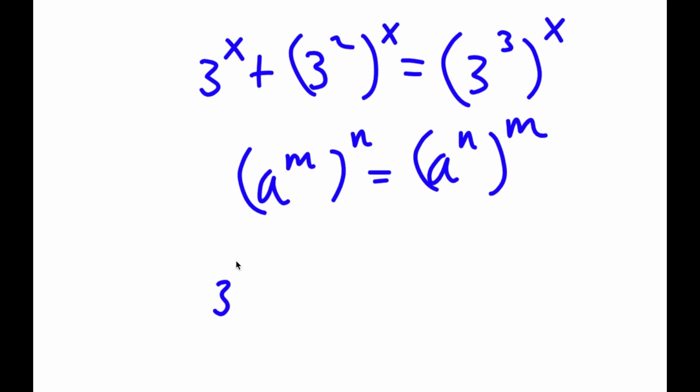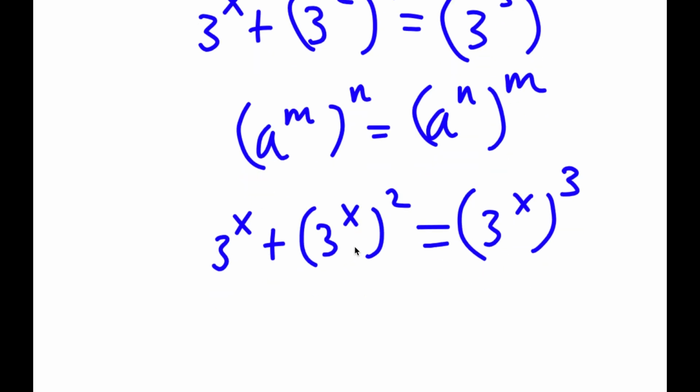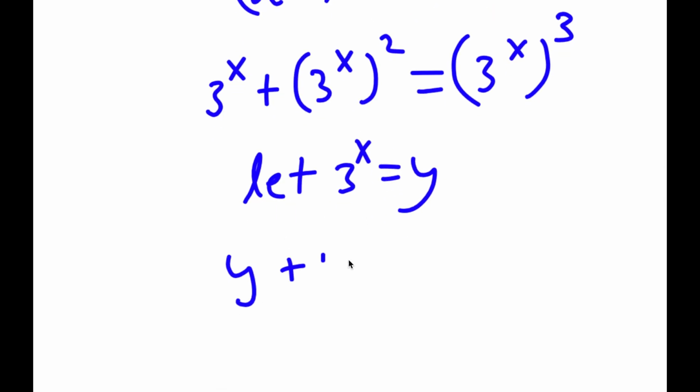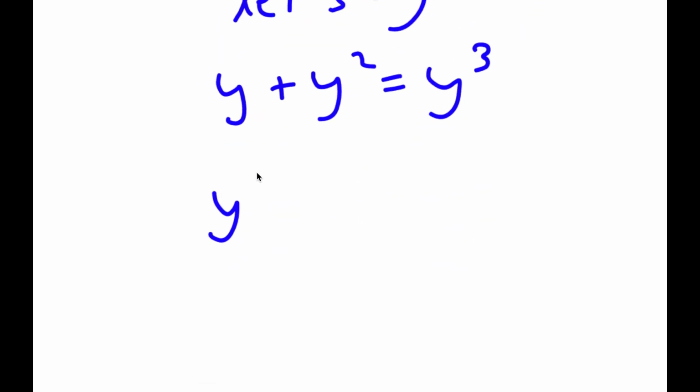So I can rewrite these as 3^x + (3^x)^2 = (3^x)^3. Now I'm going to let 3^x equal y. So now I have y + y^2 = y^3. And this can be written as y^3 - y^2 - y = 0.